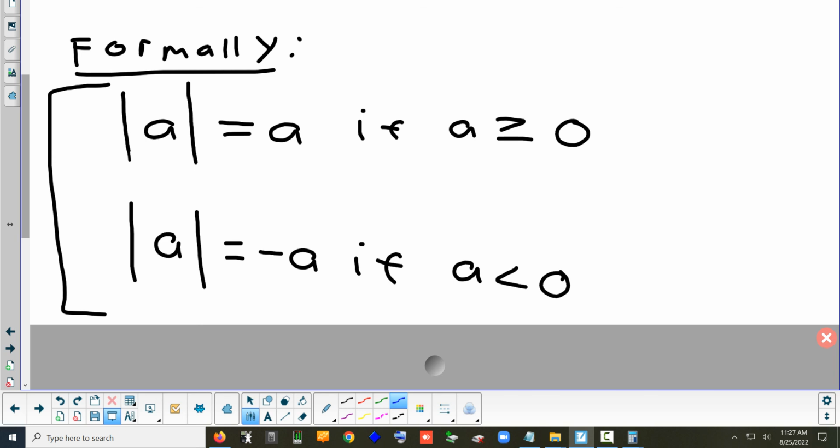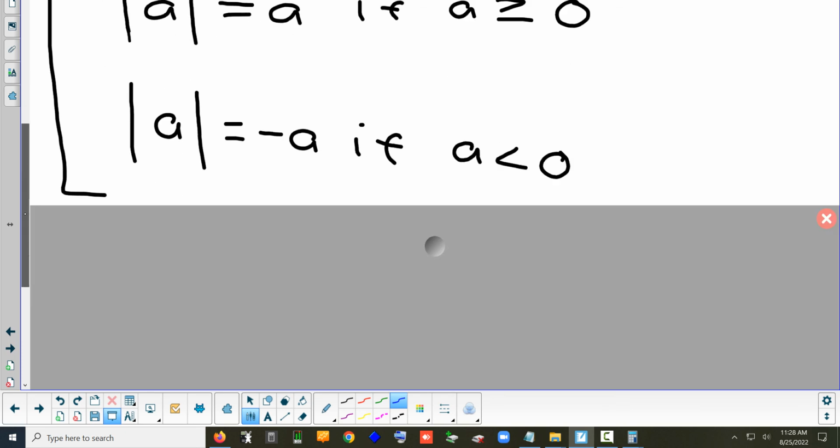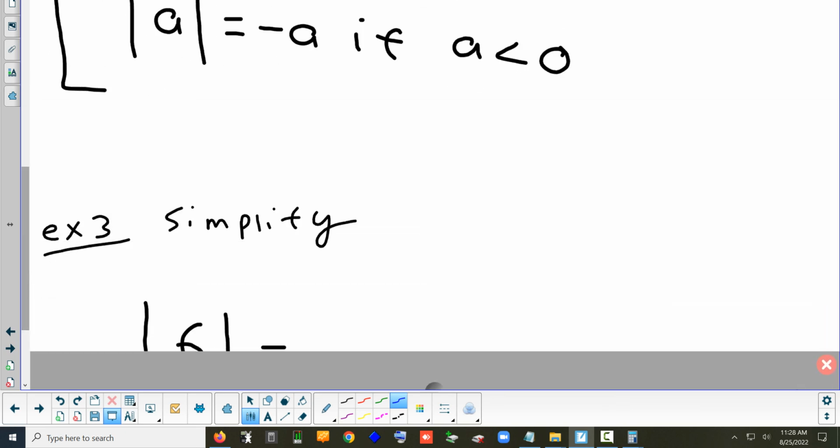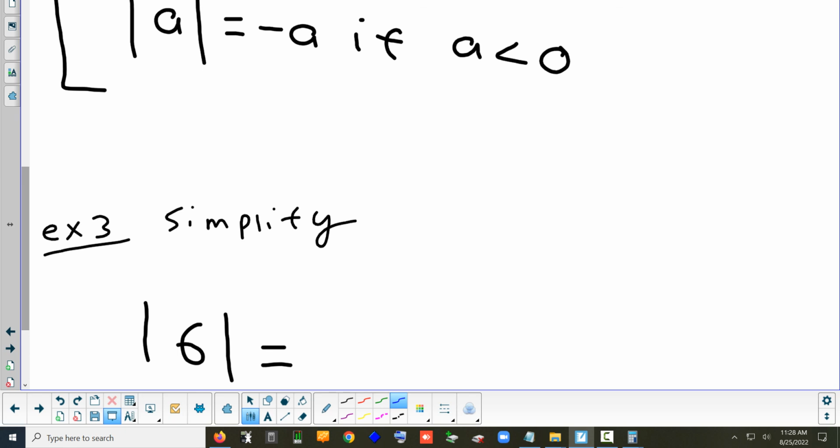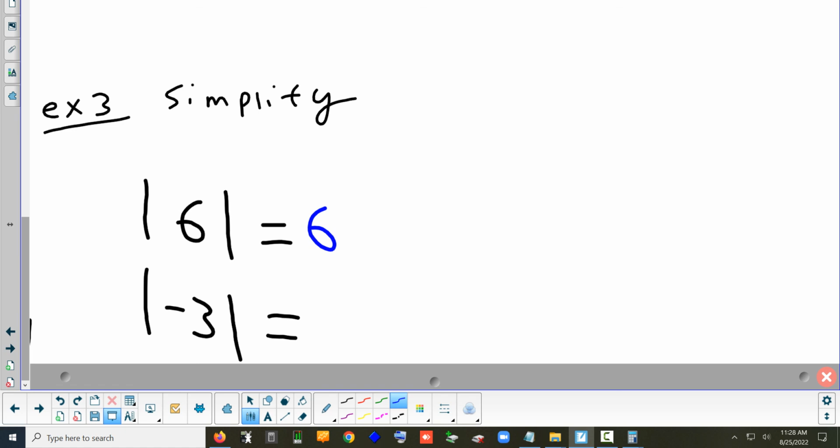Of course, we don't really have to think of it this way when we do it in our head. We just can do it because we have practice doing it. That would be a way you could program to do it. So, absolute value of 6. 6. Absolute value of -3? 3. Easy enough. Questions on that?